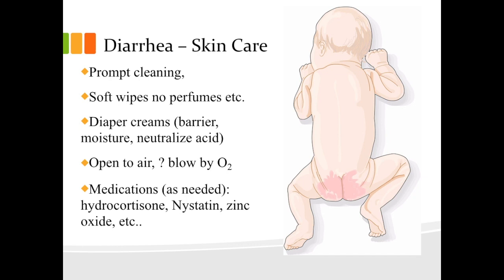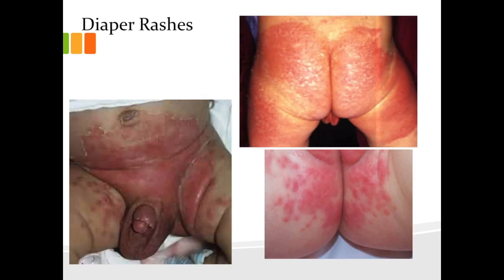If it looks like they have a fungal infection in addition to the dermatitis from the stool, then we can give these other products, the hydrocortisone and the nystatin. Zinc oxide is pretty much like Desitin. And so these are the diaper rashes that I'm talking about. That's pretty nasty, and that's a kid who just sat in stool. This little guy on the left, he sat in stool for way too long.